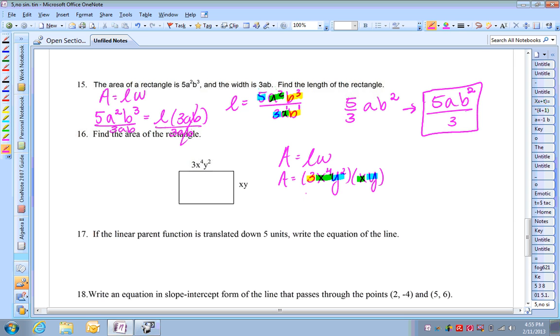So we end up with 3 times x to the 5th, because we're multiplying the same base. X to the 4th times x to the 1st is x to the 5th. And then y squared times y is y to the 3rd. The important thing to remember is that if there's not an exponent written somewhere, it's 1.